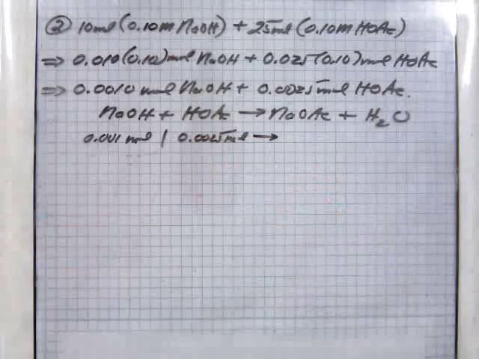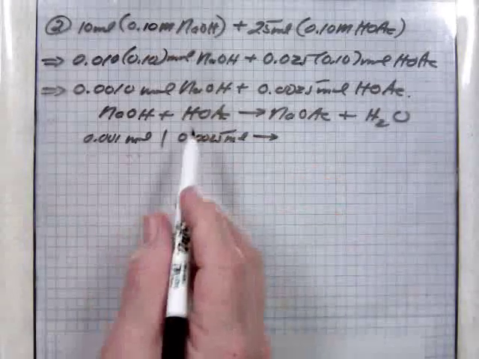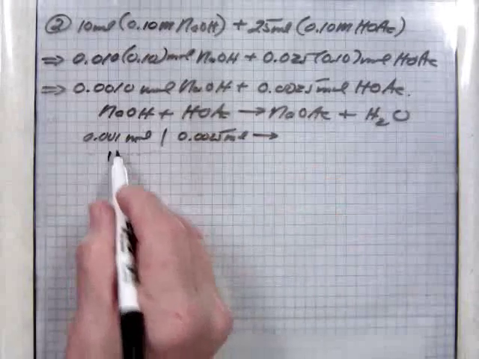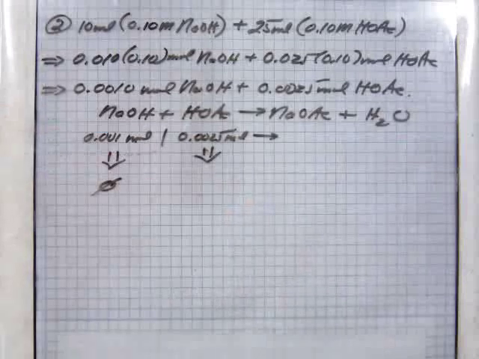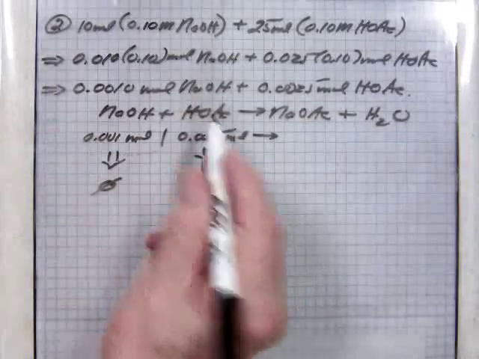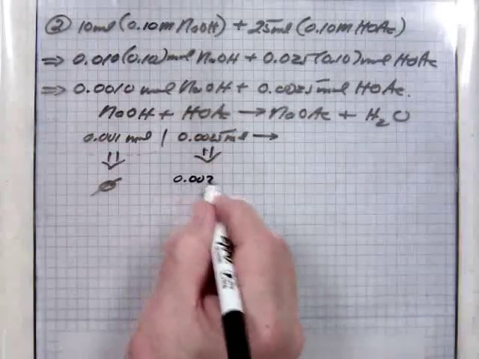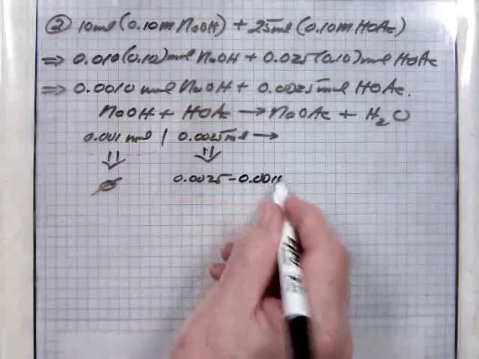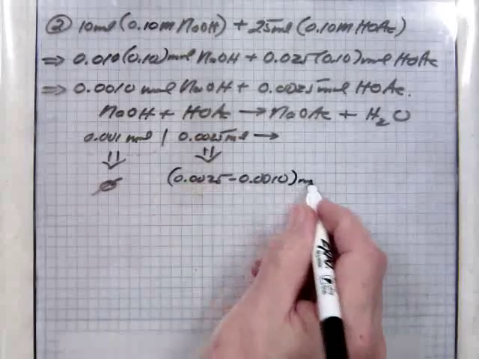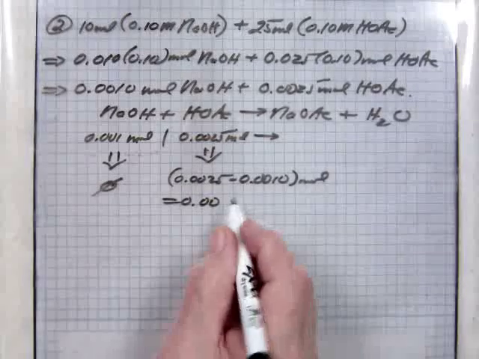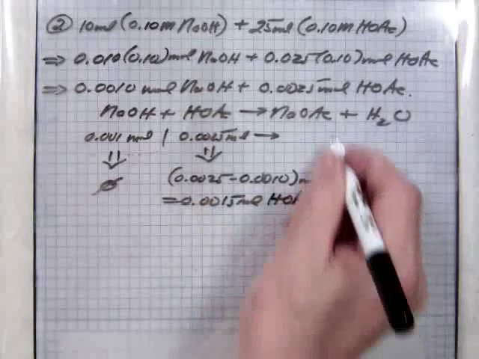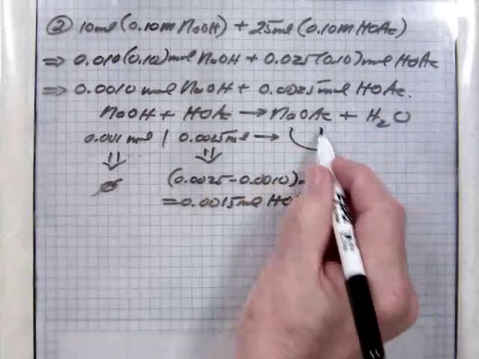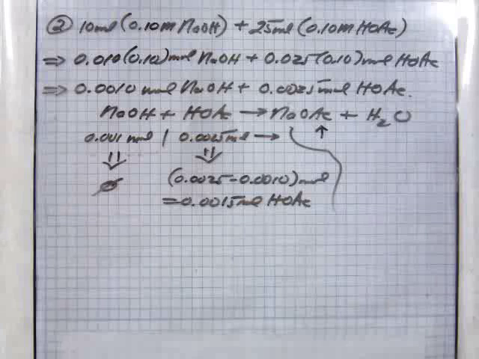And so what's this going to give us? Well, you're going to have an X after this is consumed. You're going to have 0 sodium hydroxide, because it's a limiting reagent, right? You've got an excess of HOAc. But this one is 0.0025 minus 0.0010 mole, 0.0015 mole of HOAc. But you're going to have sodium acetate, which is the acetate ion.